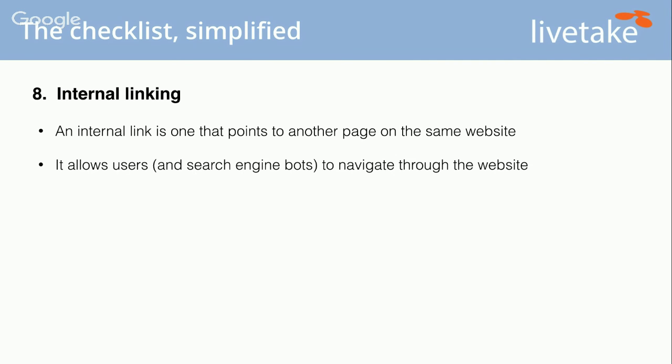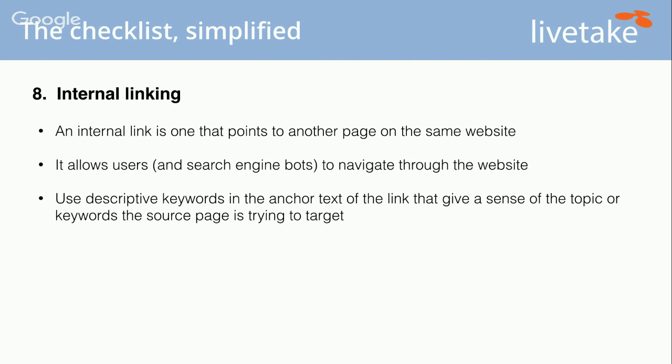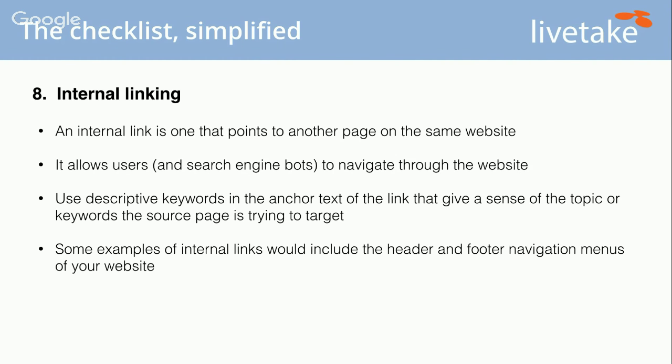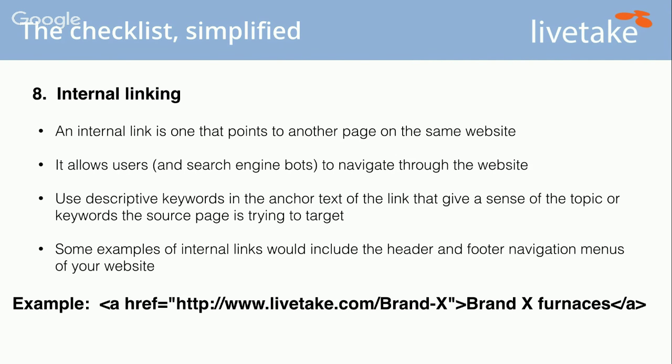Google will take a look at this and it will give you a check mark if you use the keywords in those internal links. The point here is to use descriptive keywords in the anchor text of the link that gives a sense of the topic or keyword the source page is trying to target. Some examples of internal links, like I had said, would be included in your header and footer navigation menus of your website. So for an example in the code, this is what it would look like. The link itself would have the keyword brand X furnaces.